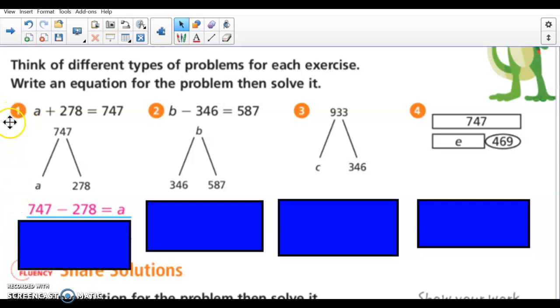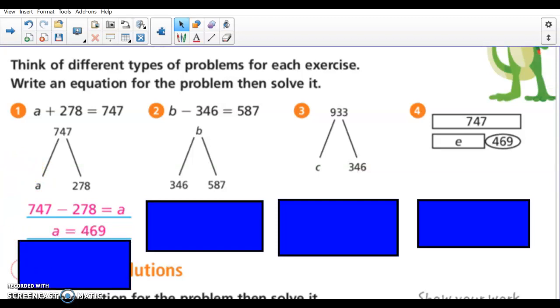So these 2 equations are saying the exact same thing. They just use the inverse operations of each other. One is addition, one is subtraction. And so if you were to solve this problem now, you could solve for a, and you could tell me what a equals. So if we did that subtraction, we take 747, we minus 278, a is then going to equal 469.